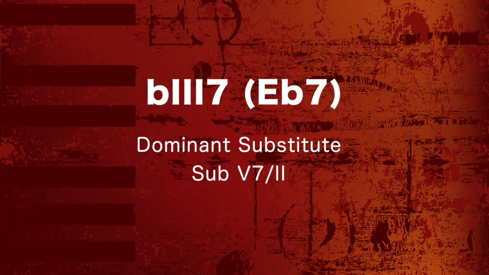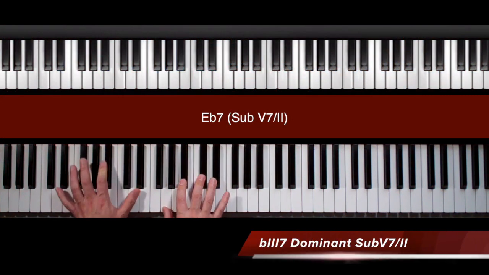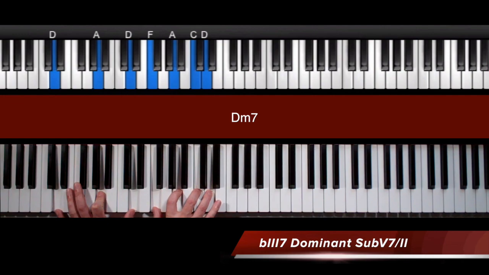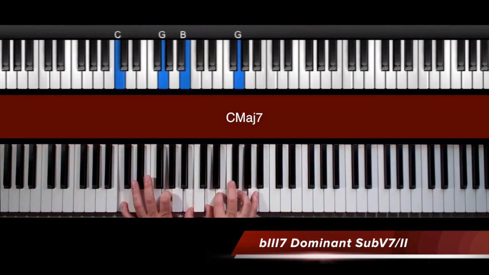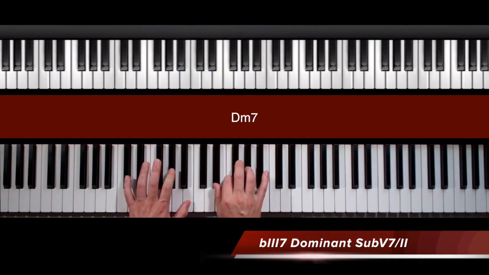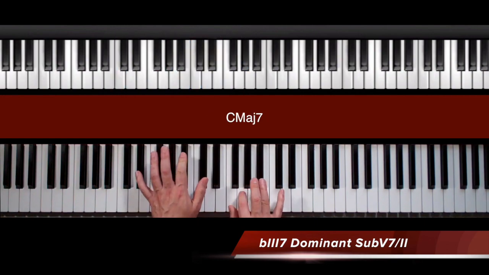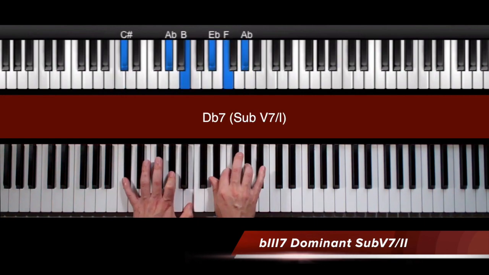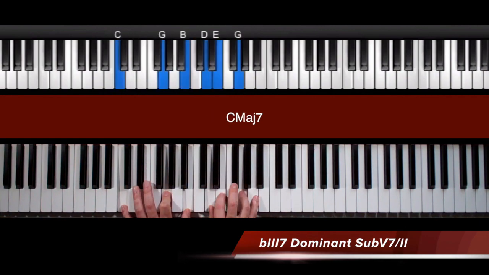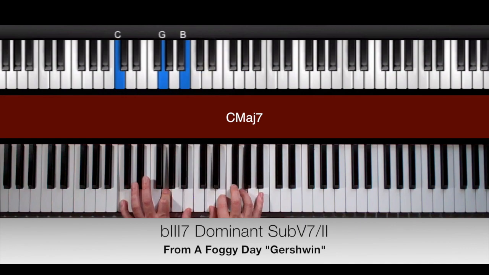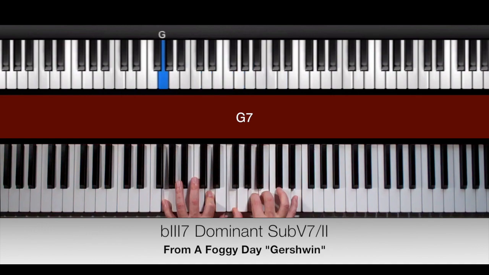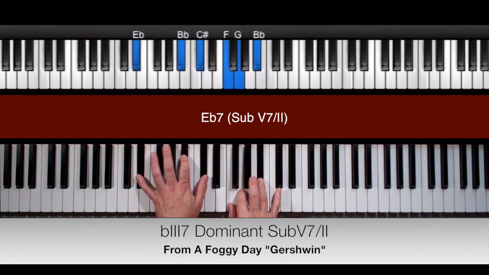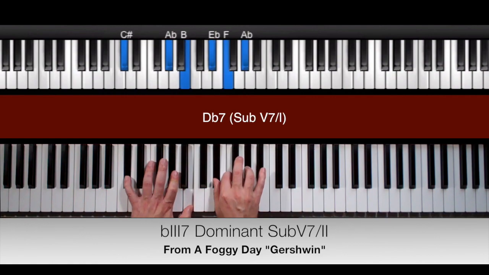The flat 3-7 is the dominant substitute of A7, which is the dominant relative that leads to D minor. We can use both dominant substitutes and we get a nice chromatic turnaround. We start on C, then passing chord to D minor, and the passing chord back to C. Gershwin uses these passing chords on A Foggy Day. Substitute to D minor, substitute to C major.